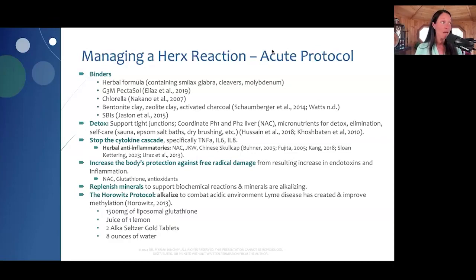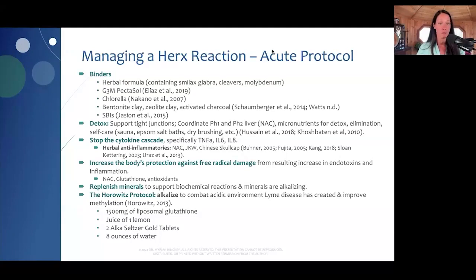So hands down, G3M Pectisol is one of my favorite things to use, not only to manage a Herxheimer reaction, but I actually put almost every single Lyme patient on this because of its far reaching effects. It's one of the handful of things that I would say, unless there is a contraindication, every single Lyme patient takes it. I use less bentonite clay, zeolite clay, and activated charcoal. They're a little bit stronger of a binder, and I just prefer to only use them when necessary.